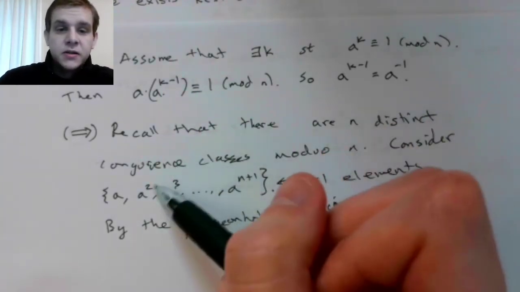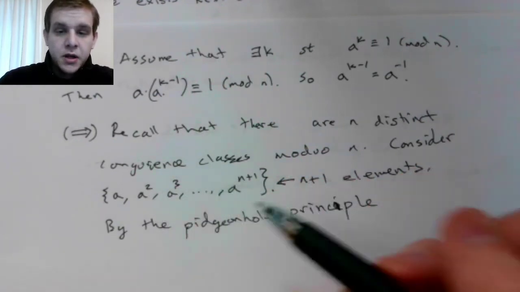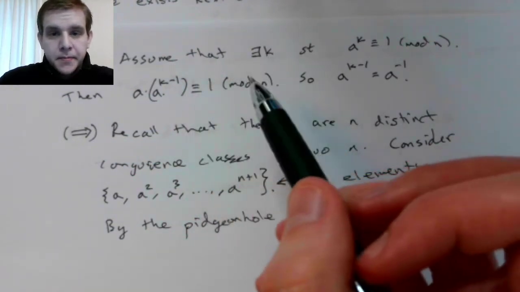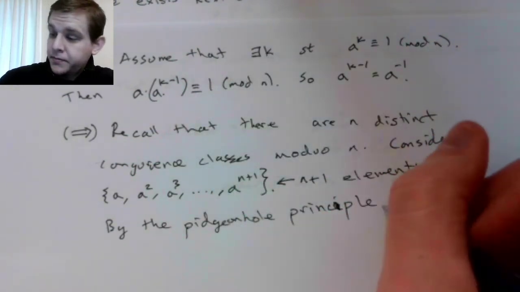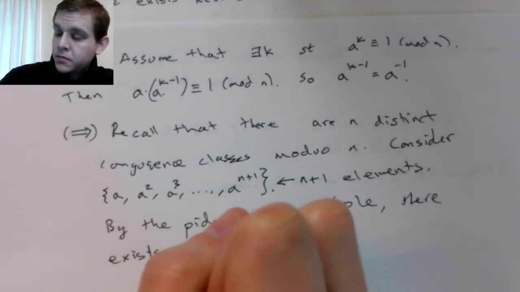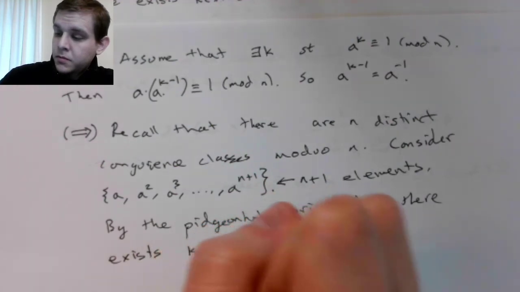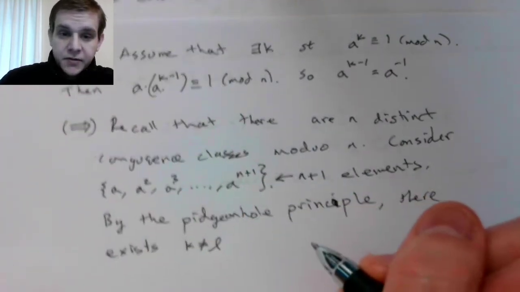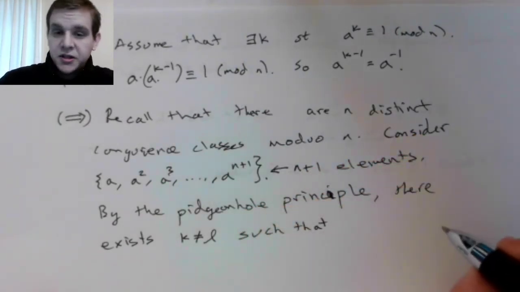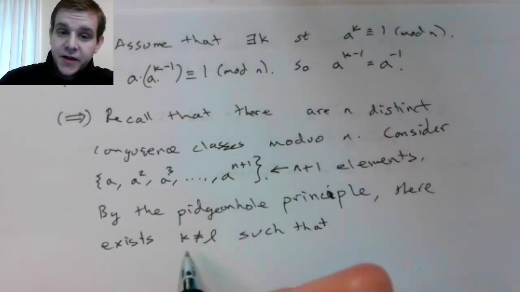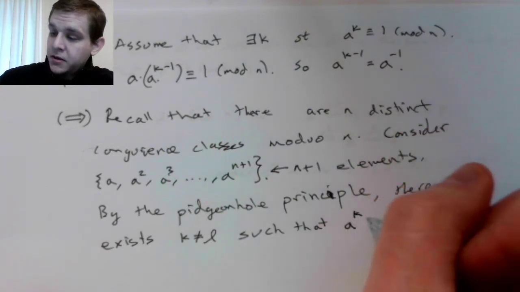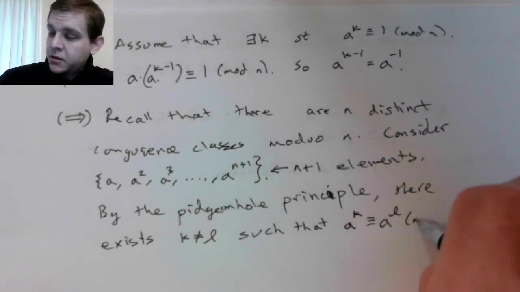There are two distinct powers of a which have the same residue. So there exist two different numbers, k and l, such that, and I write not equal here to emphasize the fact that these are two distinct numbers, a to the k is congruent to a to the l modulo n.